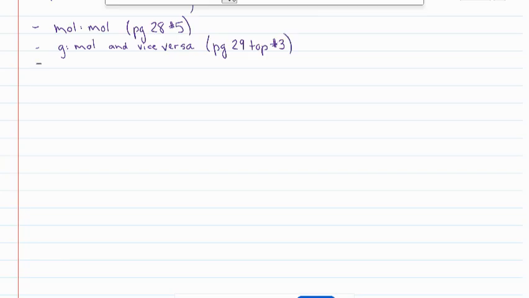And then our last one, which is to try grams to grams. Okay, and these are calculations on the bottom of page 29. Okay, so that's what we're going to do.